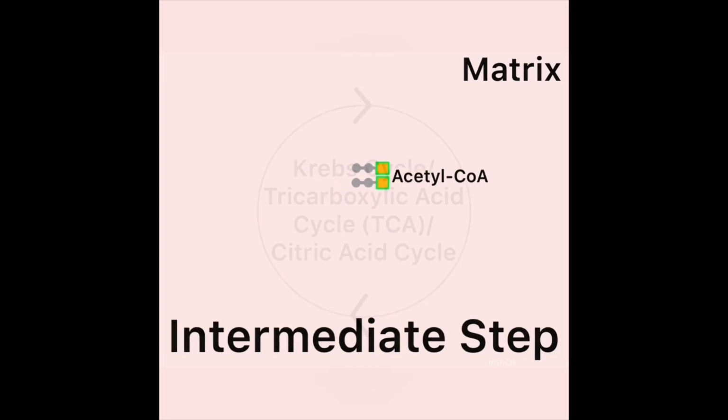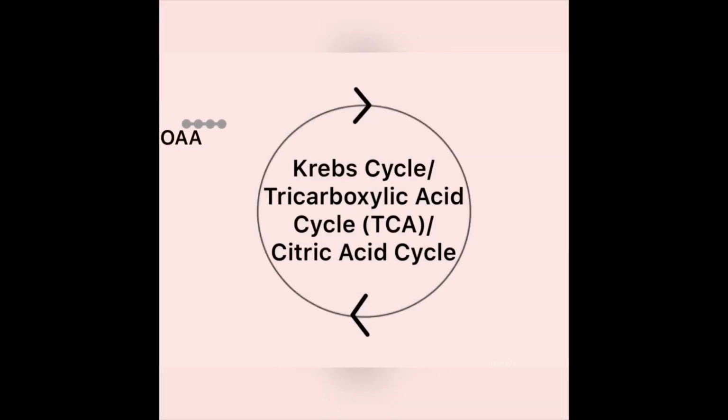Next, a molecule of coenzyme A, or CoA for short, binds to each 2 carbon molecule. Thus, now there are 2 molecules of acetyl-CoA. This entire process is known as the intermediate step, as it must occur after glycolysis and before the Krebs cycle in aerobic cellular respiration. The acetyl-CoA then enters a process called the Krebs cycle, which is also known as the tricarboxylic acid cycle or TCA, and the citric acid cycle.